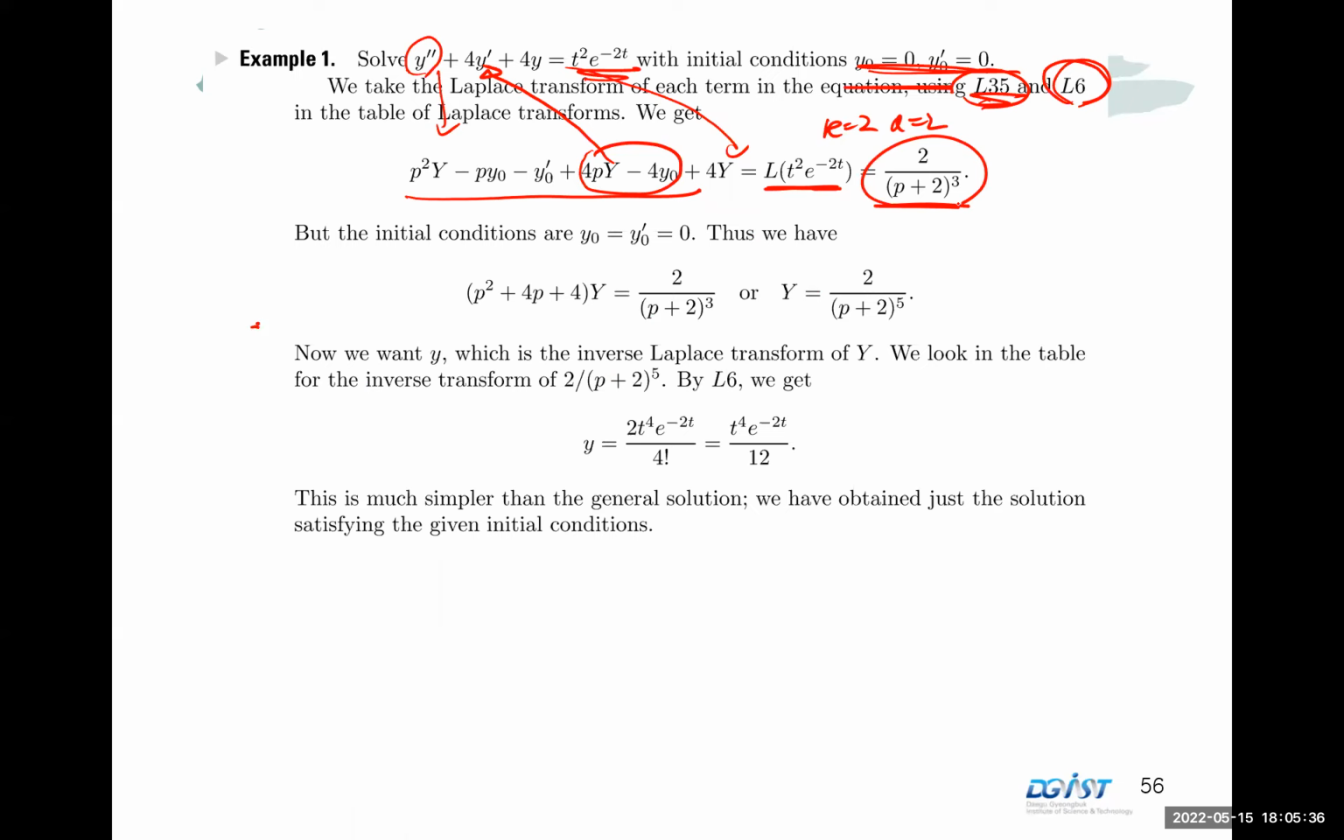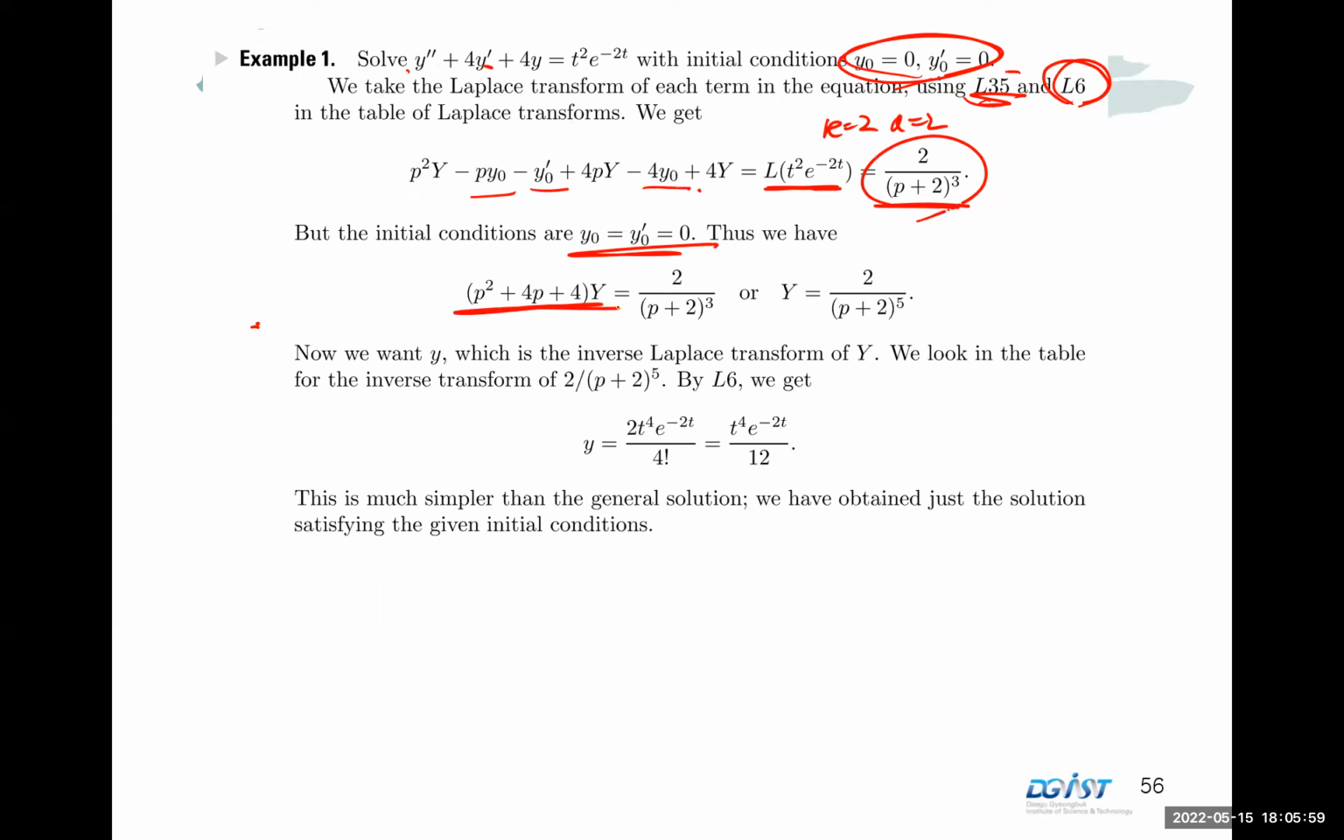Actually, you can do it by yourself. Okay, so we have an initial condition of this one. In Laplace transform, if we have this kind of zero initial condition, the problem is getting much easier because all this term will disappear. So now we have only this one in the left-hand side and the right-hand side here.